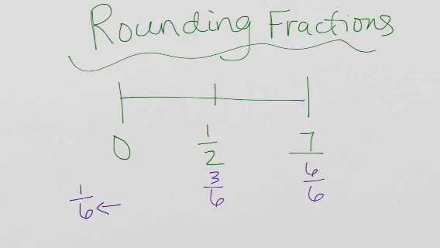So using my number line, 1, 2, 3 I already have. Remember that's half. 4, 5, and then 6, 6/6. So 1/6 would be placed here. Looking at my options, is 1/6 closer to 0, closer to half, or closer to 1? We see that 1/6 is closer to 0. So 1/6 is about 0. Okay? So let's look at another example.